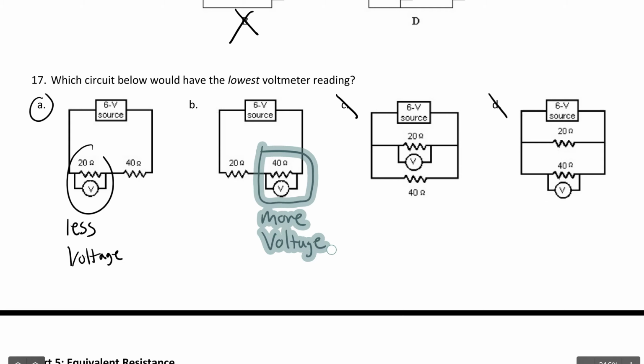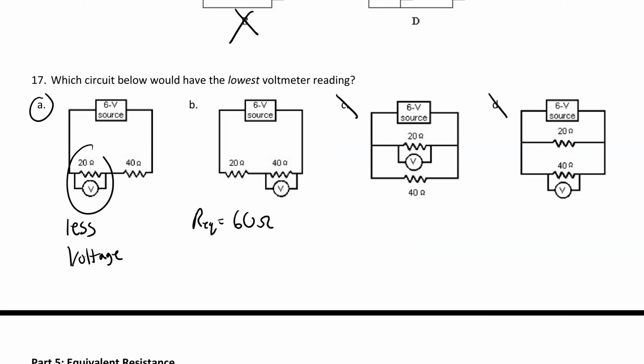And if you want, you could calculate it. The way I would do that is to find the equivalent resistance. It's just 20 plus 40. And then you can find the current, I equals V over R. So you get 0.1 amps.